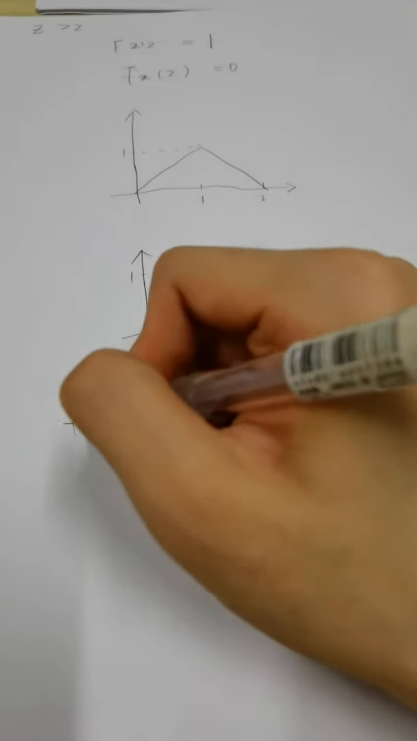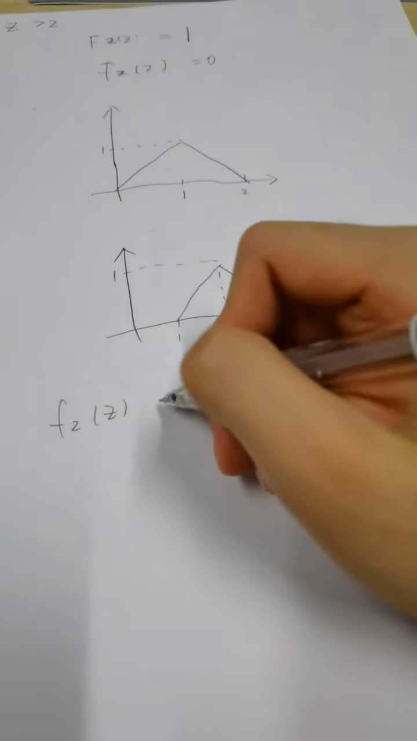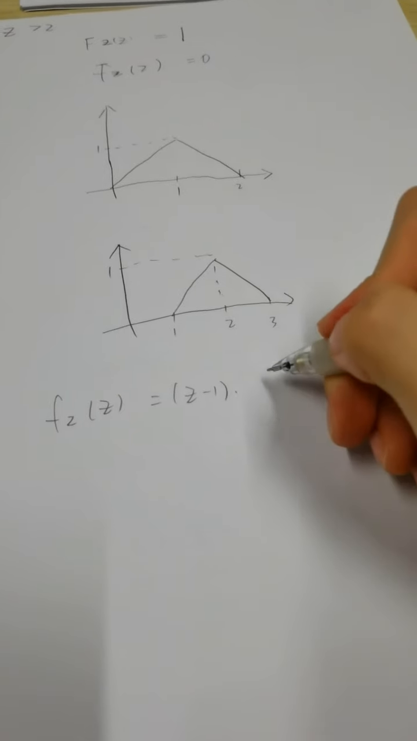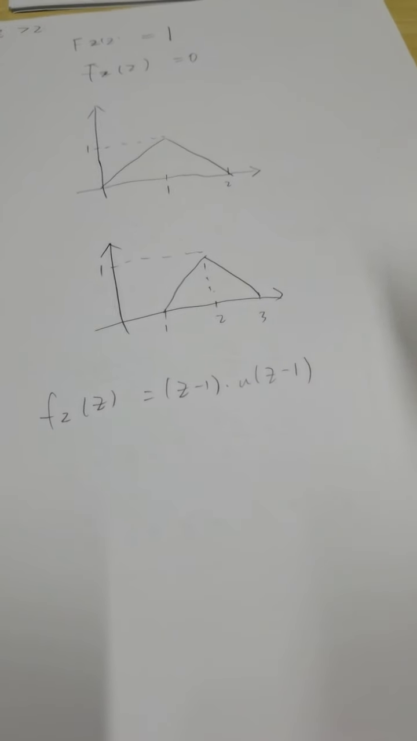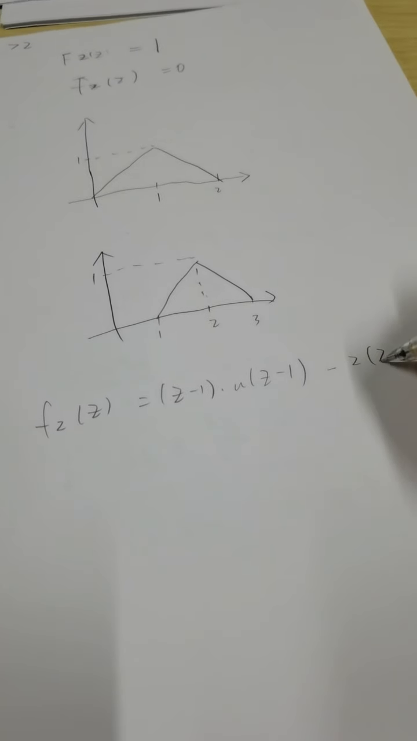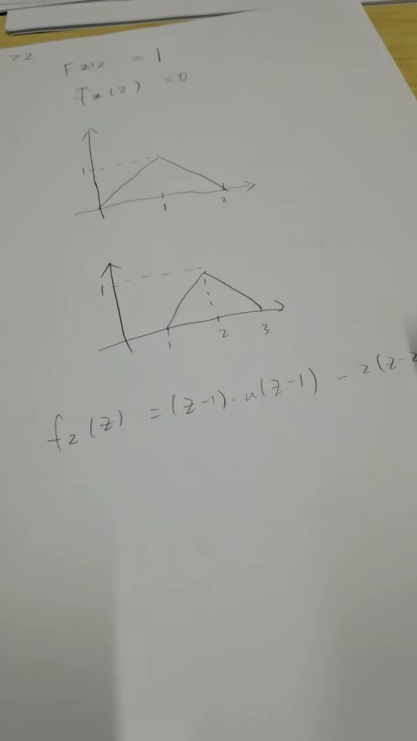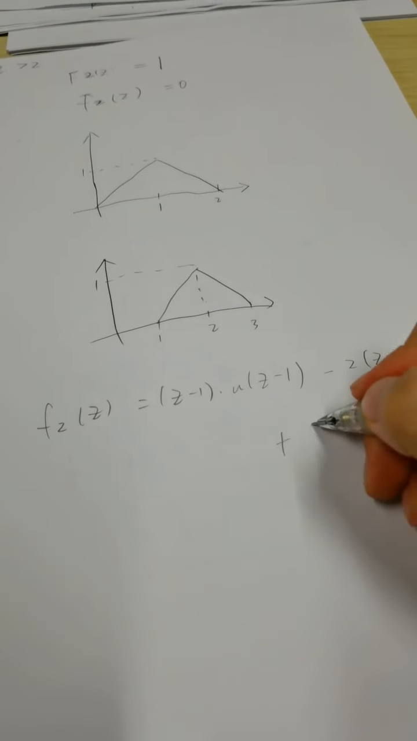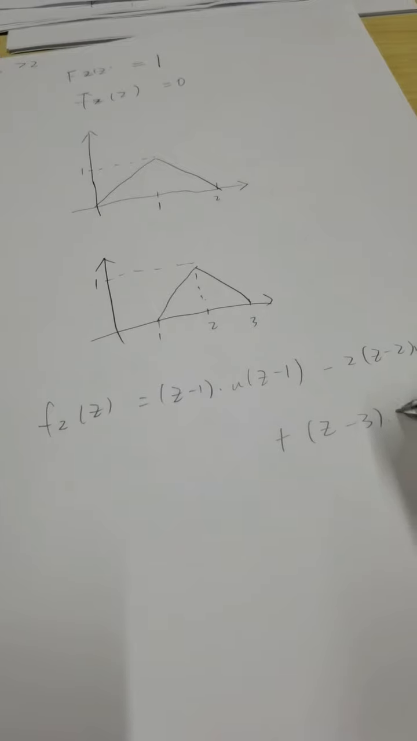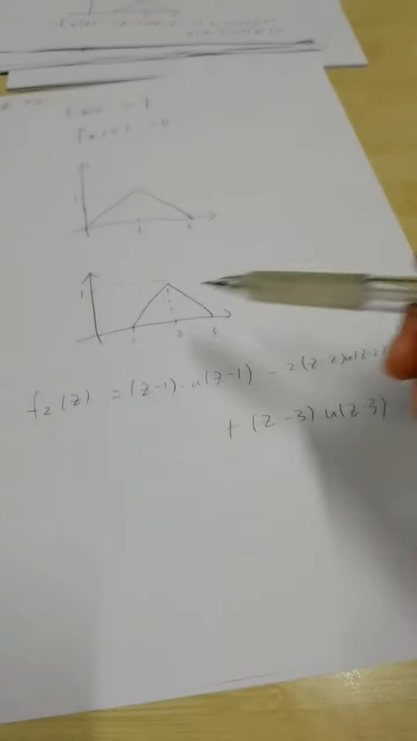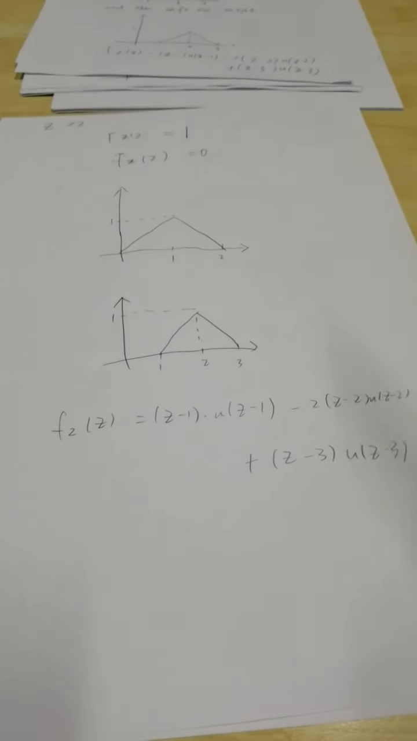From this graph, we can write out the density function, which is (z minus 1) times u(z minus 1) for this part, minus 2(z minus 2) u(z minus 2), plus this part (z minus 3) times u(z minus 3). So this is the geometric method to get the result.